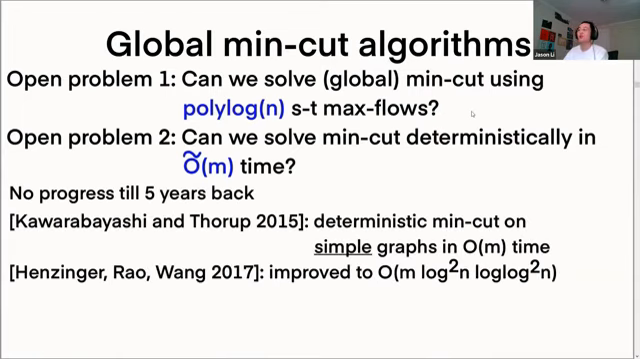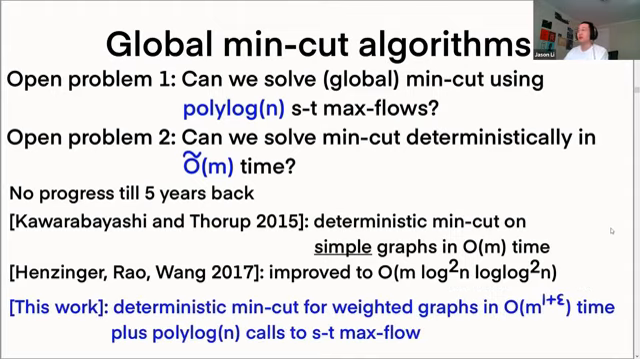These two problems had no progress from the 1990s until roughly 5 years back, where a breakthrough result of Kawarabayashi and Thorup partially resolved the second open problem and showed that deterministic min cut for simple graphs can be solved in near linear time. A simple graph is just an unweighted graph where there are no parallel edges. This running time had a large polylog factor, and it has improved since then. But still, no progress has been made in the general weighted case.